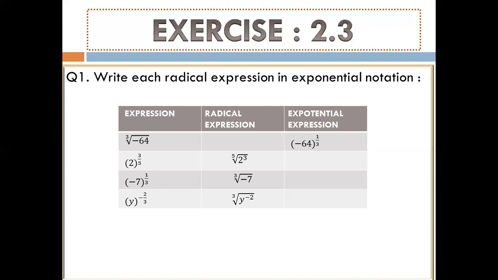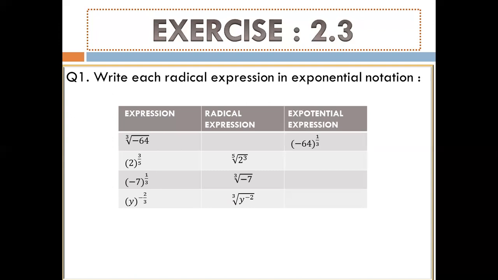When we write it in exponential form, it is minus 64 and the whole power 1 over 3. Always remember that when you remove the radical sign, the index will be in the denominator, like 1 by 3. If there is 5, then we write 1 over 5. Now see part 2, 2 power 3 over 5. Now 5 is in the denominator, it means that 5 is the index of the radical and 3 will be the power of 2. 2 raised to the power 3, and 5 is the index.